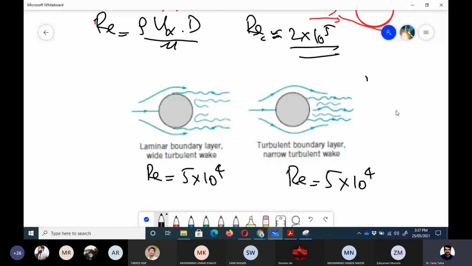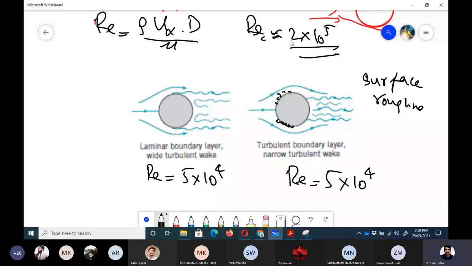Only one thing: surface roughness. If we make this surface rough, with kind of roughness elements, whereas if it is smooth the critical Reynolds number is 2 into 10 to the power 5, which is 2 lakh. But if this sphere is kind of rough on its surface, then there is a high possibility that the flow would become turbulent at low Reynolds number, because roughness would trigger the turbulent transition before this value of 2 lakh. So that is the reason we put dimples on the golf ball.